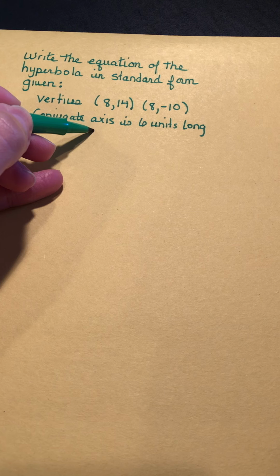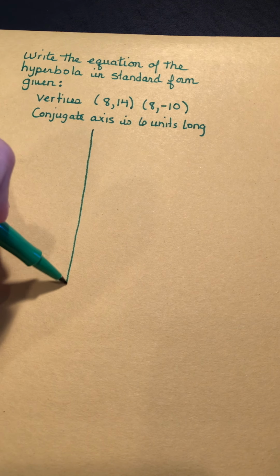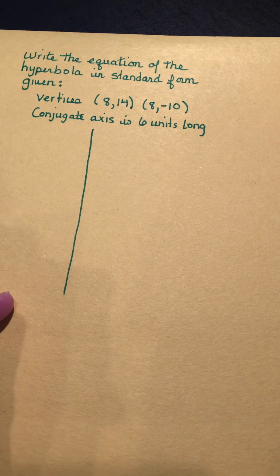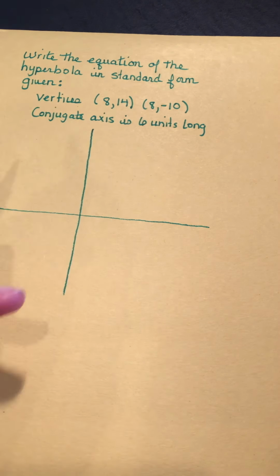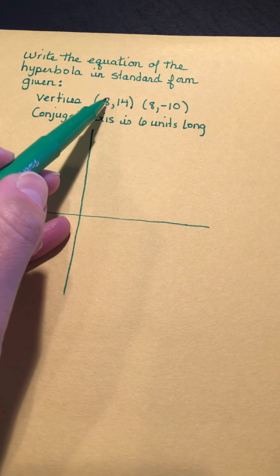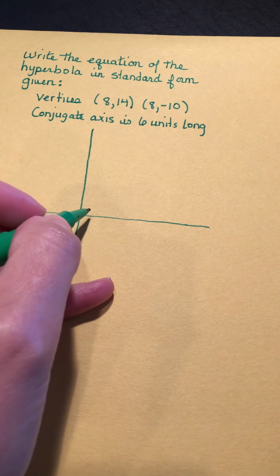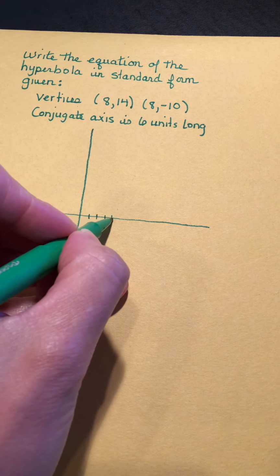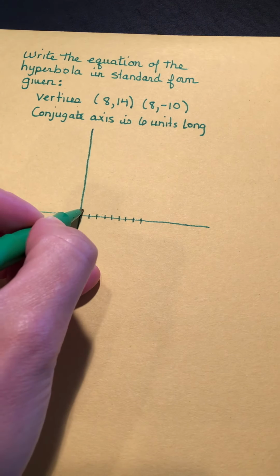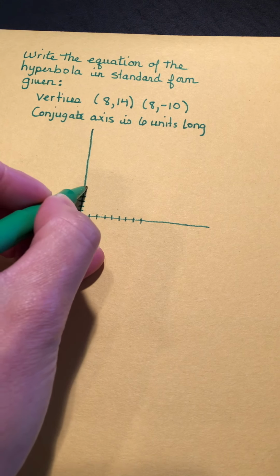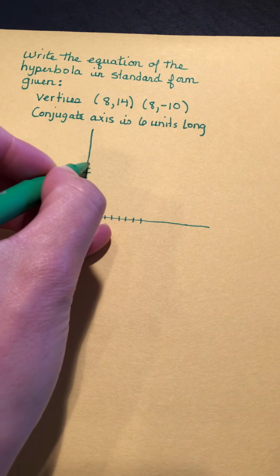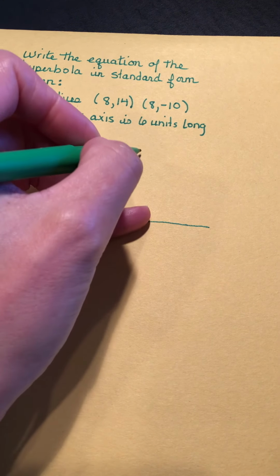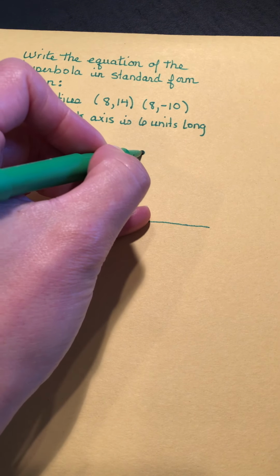What I would recommend in any type of problem like this, where we are basically trying to be a detective and solve a puzzle, is to draw a picture of what you're given and then work from there. So let's make a rough sketch. One of the vertices is at (8, 14). So 1, 2, 3, 4, 5, 6, 7, 8, and then up 14. Okay, so one of them is here.